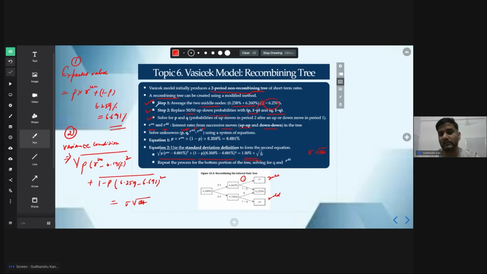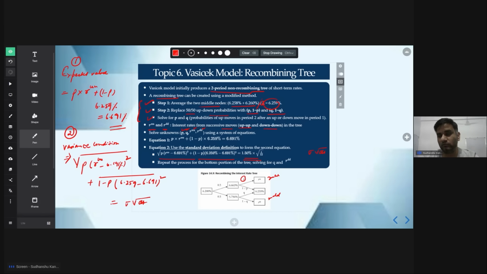I'm not expecting that they will tell you to solve these questions by solving these equations. That's not part of the exam. But they will expect you to understand the three steps by which the non-recombining property is solved and converted into a recombining tree. So first, you focus on averaging the two nodes.